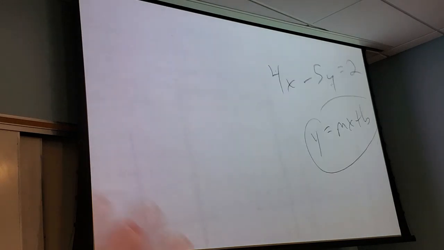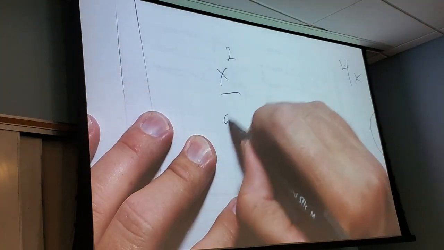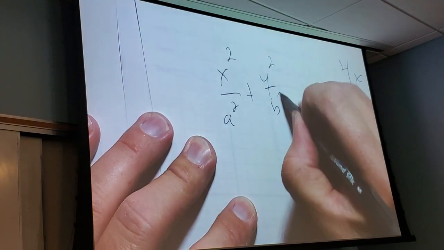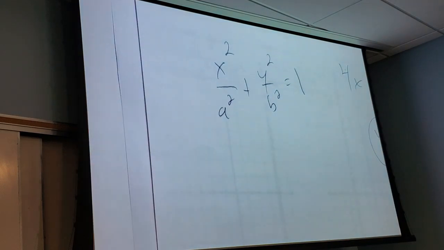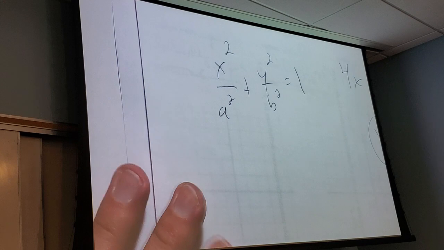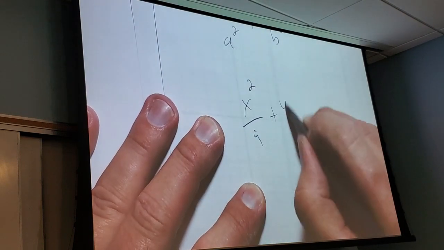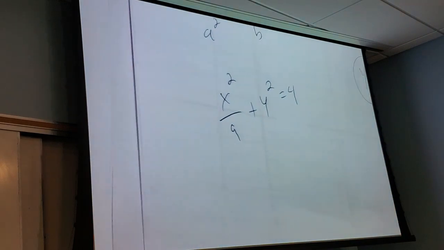So what does an ellipse look like in general? It looks like x squared over a squared plus y squared over b squared equals 1. That is the form. If it equaled 4, it's not in the right form, right? So what if I had this? What if I had x squared over 9 plus y squared equals 4?